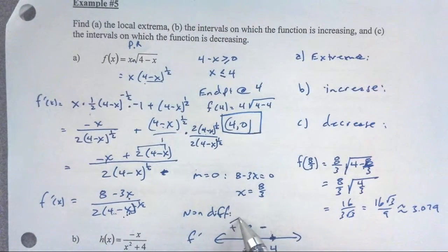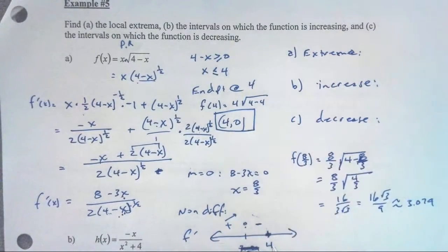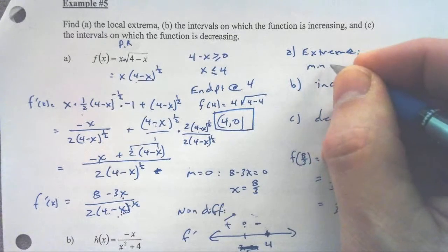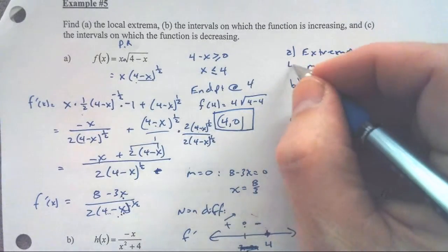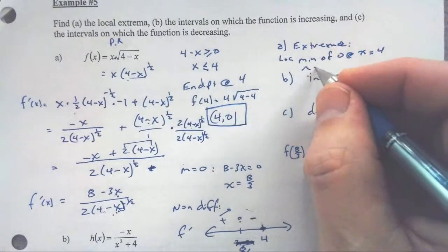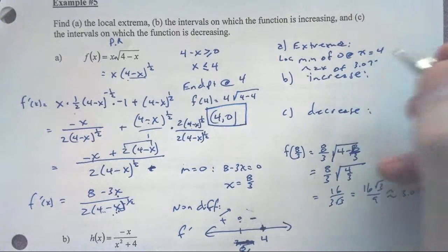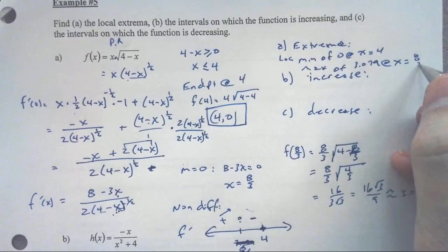So here's what I've got. It's going up until it gets to this point. It levels off at 8/3. It's going down until it gets to 4. So 4 must be a local minimum. So we have a minimum of 0 at x equals 4. That's local. And we have a maximum of 3.079 at x equals 8/3.